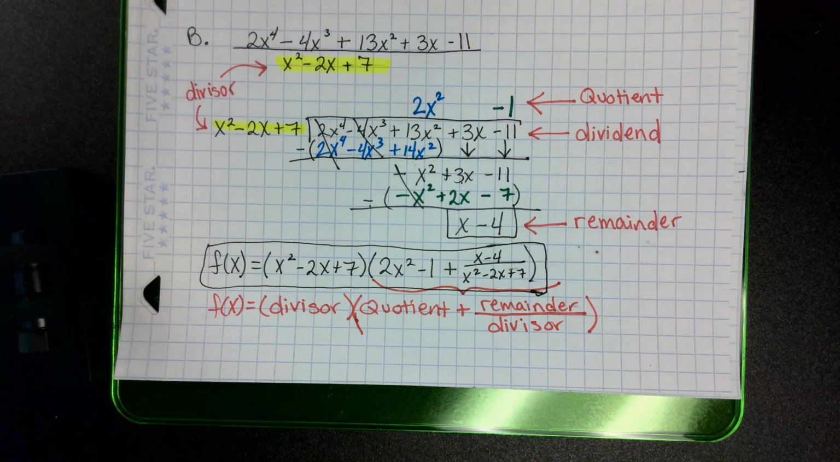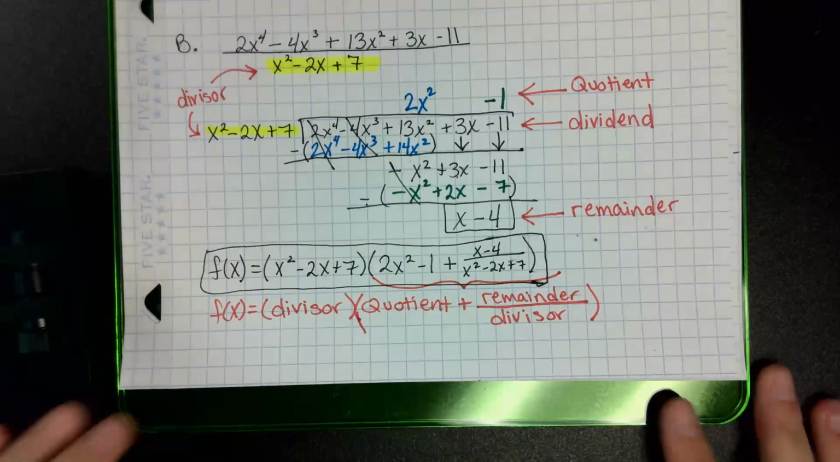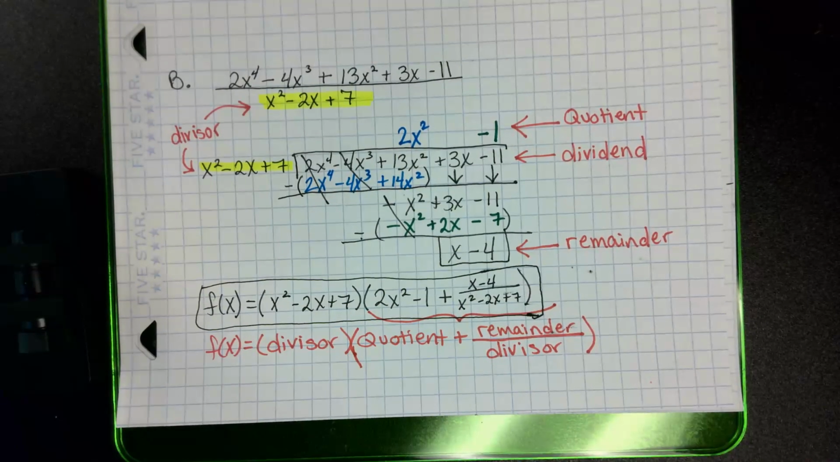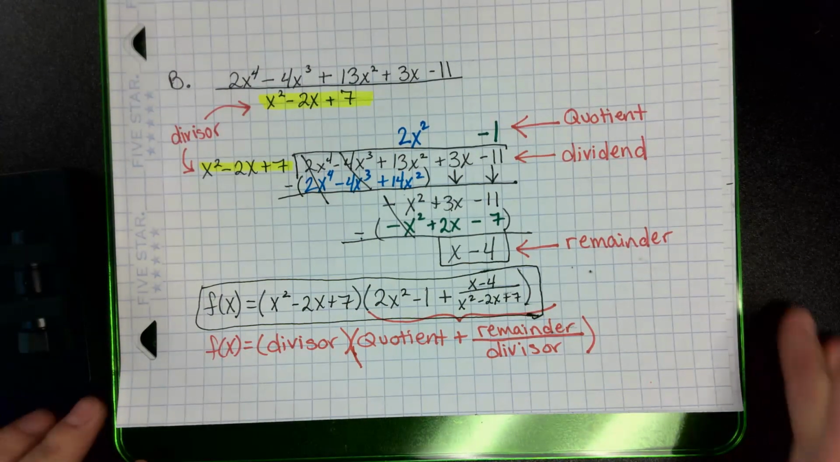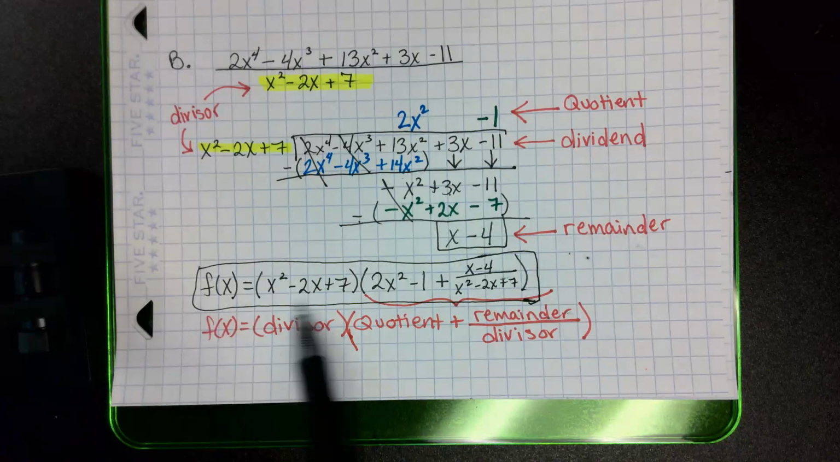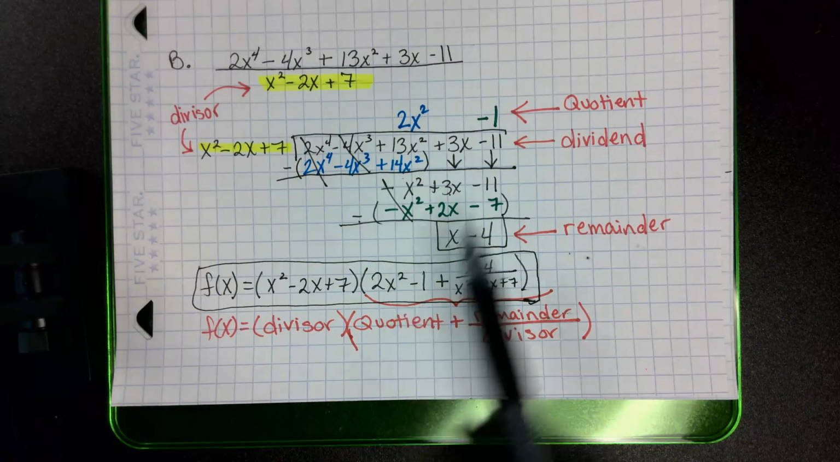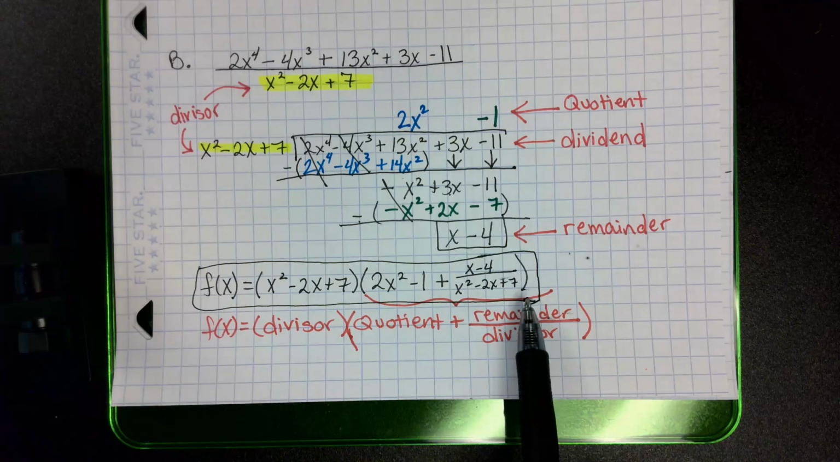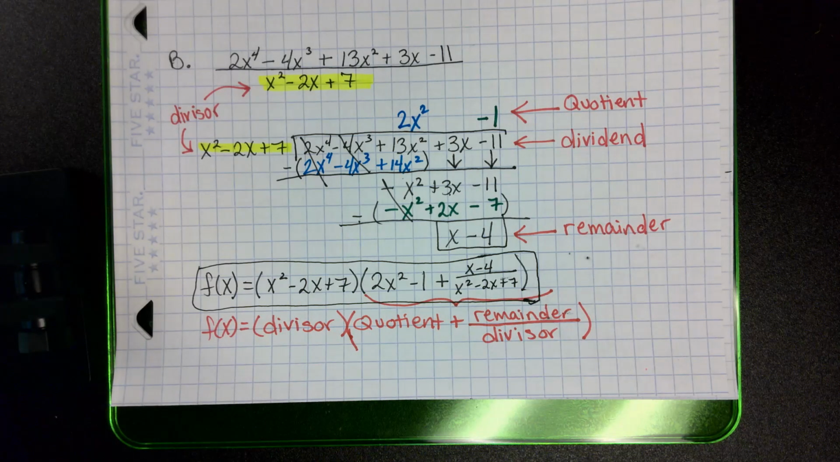So these vocabulary words are going to be very important once I give you a test, because you will also need to read the question and make sure you're answering the question that I ask. I might just ask you what the quotient is. If I just ask what the quotient is, that doesn't mean to give me this full answer. The quotient is just 2x squared minus 1. If I just ask for the remainder, then the remainder is just x minus 4. You would not answer all of this.